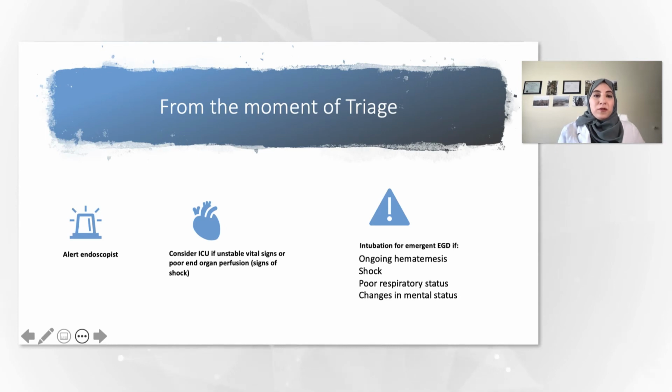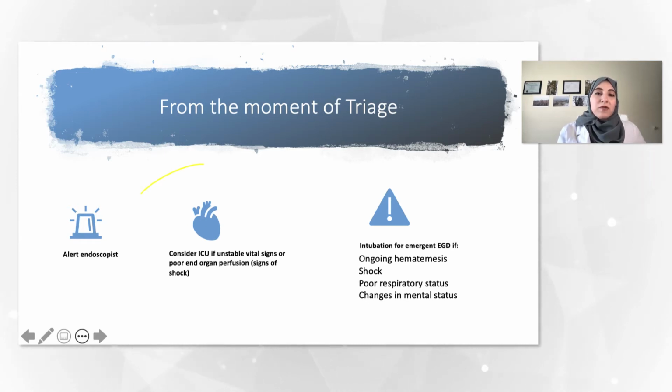And from the moment of triage, you have to do the following. You have to alert the endoscopist. You have to alert the GI on call that you have a case of GI bleed, so they can prepare themselves and come to assist the patient as soon as they can.